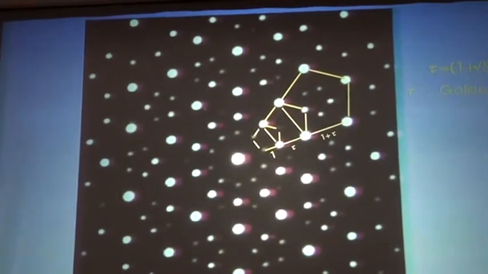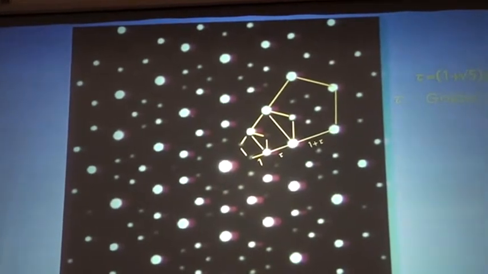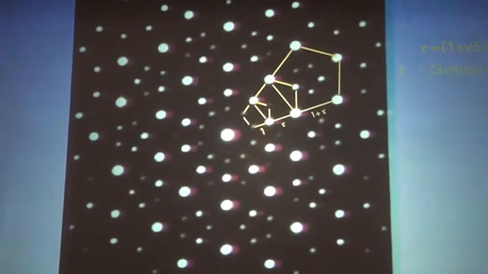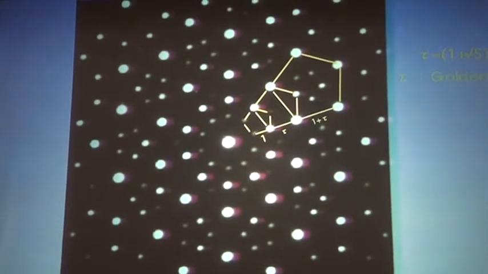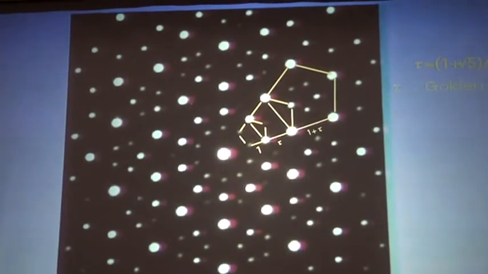So the quasi-periodicity is the scale of tau, and tau is the irrational number called the golden mean. Is that something like here? And if you look at the arrangement of spots, you see that there are many arrangements of pentagons. It means that they have the biggest planes with five-fold symmetry, and it means that we have an atomic arrangement with five-fold symmetry in the structure.